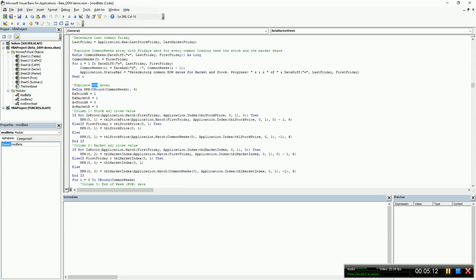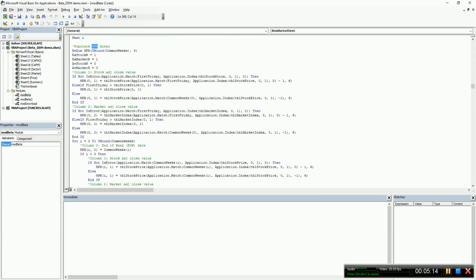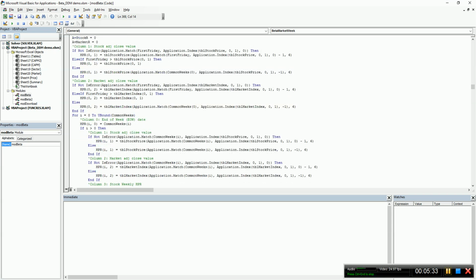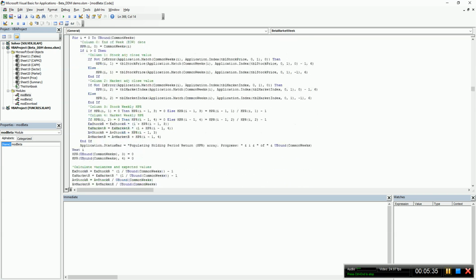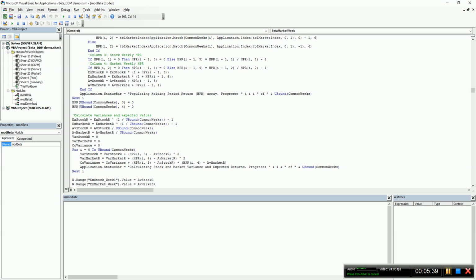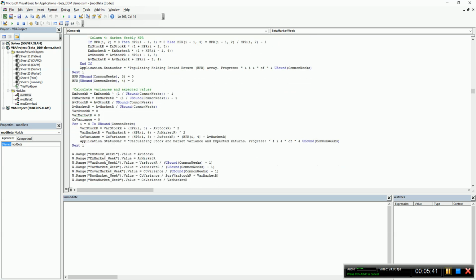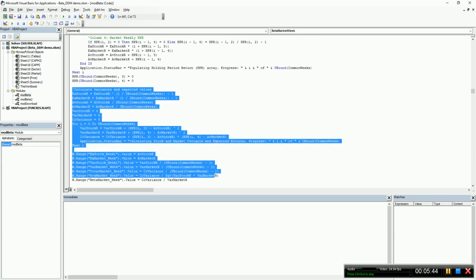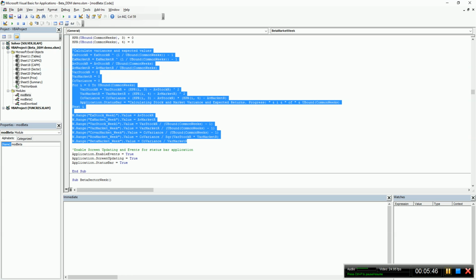Our holding period return array, as before. This one was a little bit more involved since we had to select the end of the week as opposed to every single day. If it wasn't Friday, then it would be Thursday, and so on and so forth. So that's just what this extra bit of coding's for. Then we move on to the variances and expected values. The rest here is the same as what we saw above.